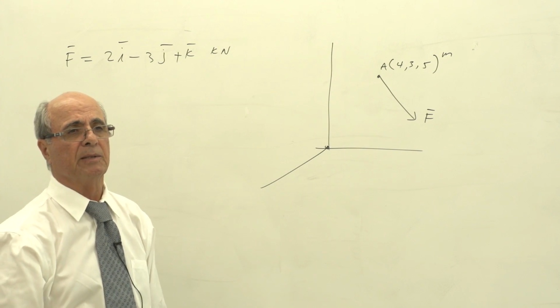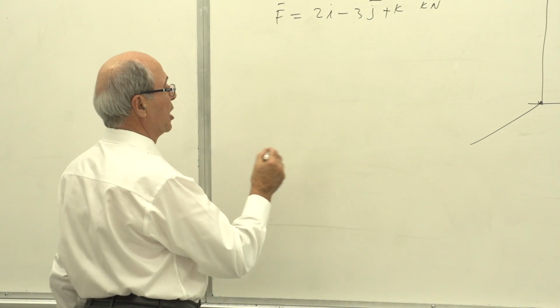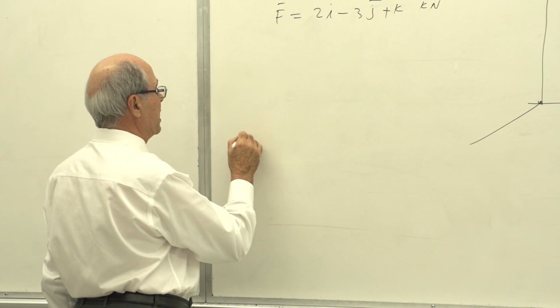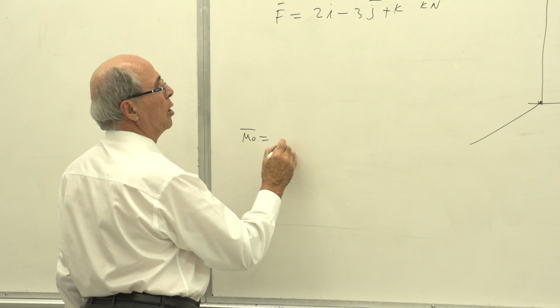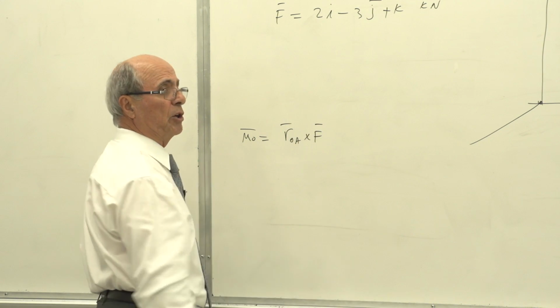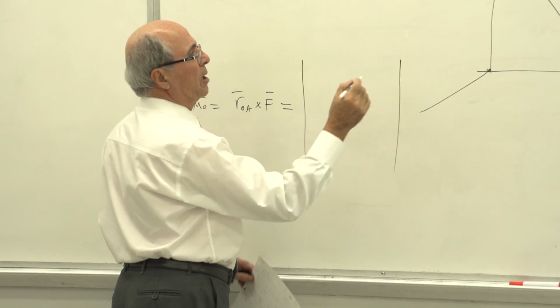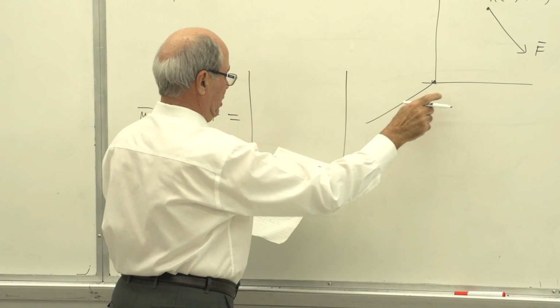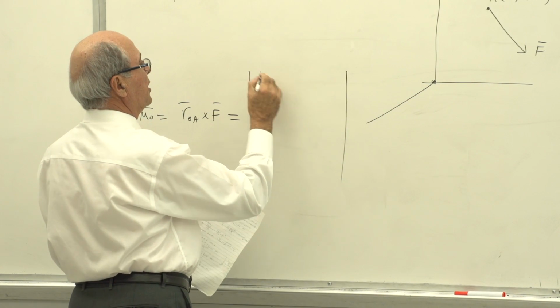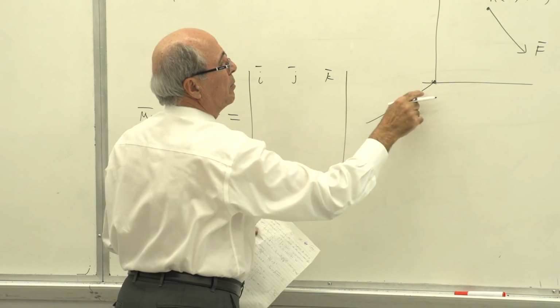Is that correct or not? Let's do that. This is a repeat. All of you have done it. There's nothing new there, but I'm doing it so you can see that M_O becomes equal to r_O cross product F, if we are using cross product, which for this problem simply becomes, because this is 0, 0, 0, of course, i, j, k, and then 4, 0, 3.